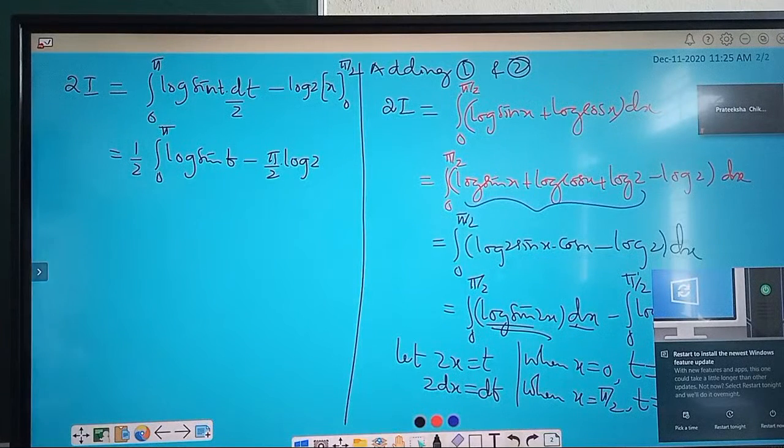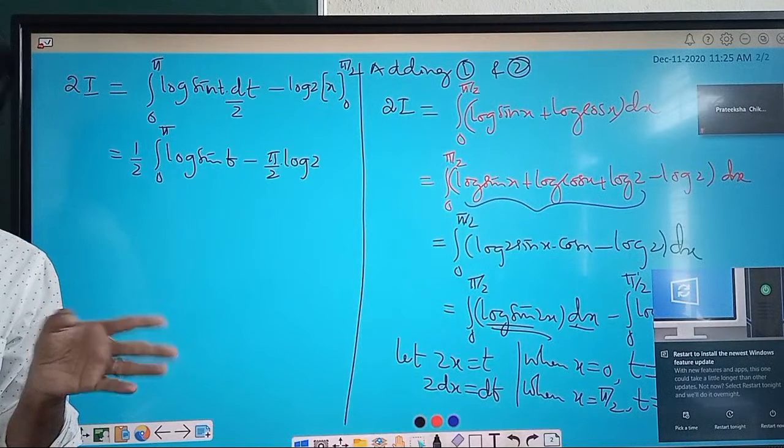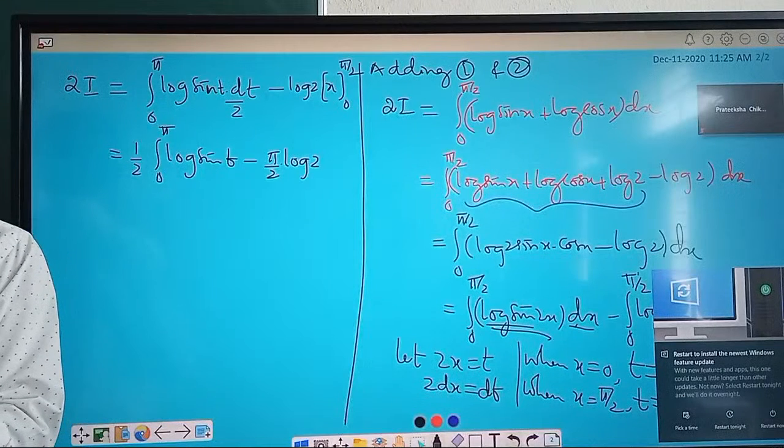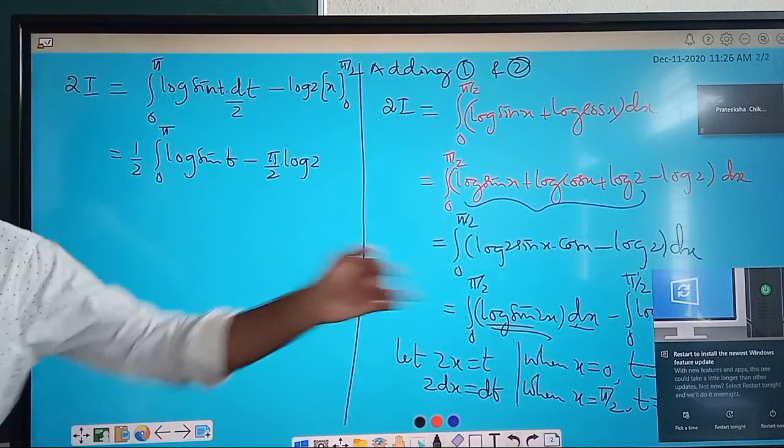In the morning we were discussing, when you integrate 0 in an indefinite integral, it's a constant only.